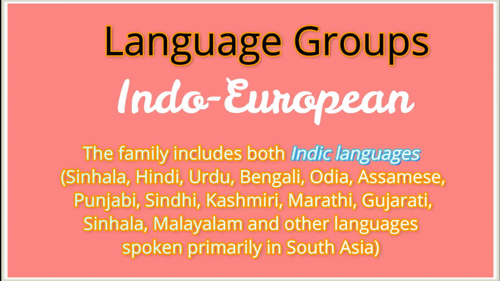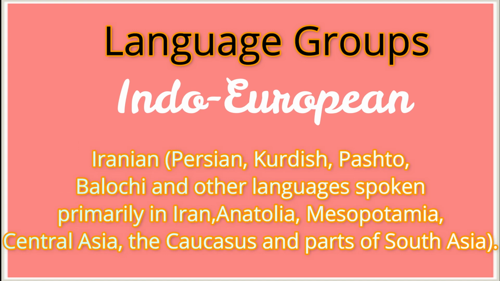Indic languages are Sinhala, Hindi, Urdu, Bengali, Odia, Assamese, Punjabi, Sindhi, Kashmiri, Marathi, Gujarati, Malayalam, and other languages spoken primarily in South Asia. Iranian languages are Persian, Kurdish, Pashto, Baluchi, and other languages spoken primarily in Iran, Anatolia, Mesopotamia, Central Asia, and Caucasus and parts of South Asia.